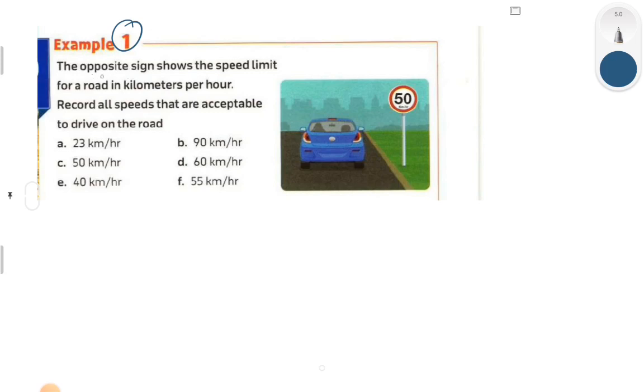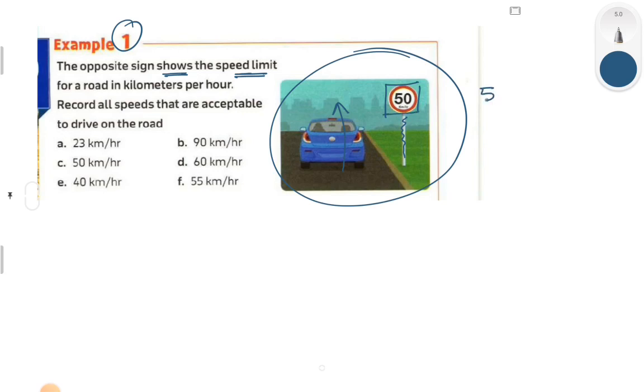The opposite sign. What is the opposite sign? We have here a picture. This picture we have a way, and this is called a sign. This sign shows the speed limit. This car moves with a speed, but our limit is 50 kilometer per hour. Now, record all speeds that are acceptable to drive on the road.